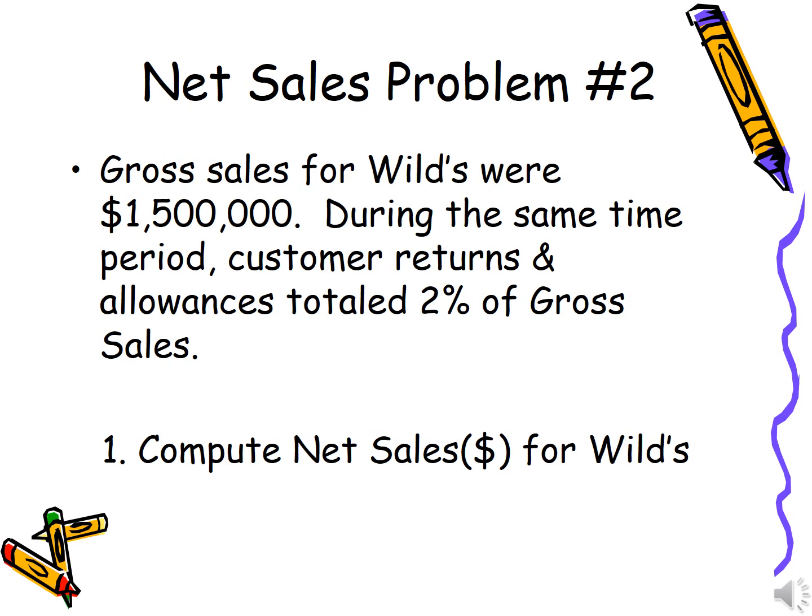So that was a very simple problem. Let's work on another problem. Again, it's pretty simple. Okay, the same store, the same gross sales, $1,500,000. But let's say in this case, the customer returns and allowances totaled 2% of gross sales. Okay, if that's the case, then what will be the net sales? Again, let's pause the video here and work on the problem.